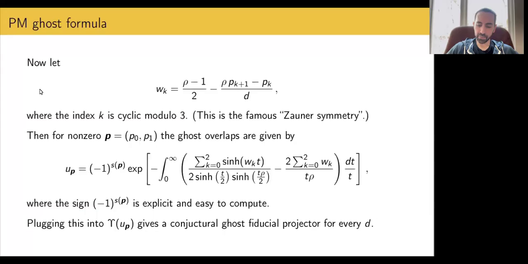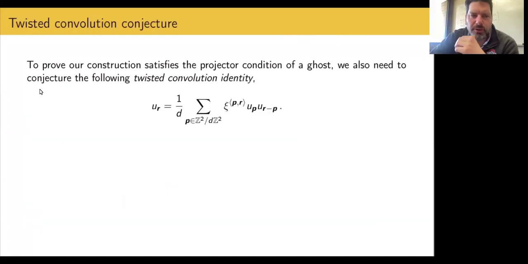It's not completely explicit because you still have to do this integral. And again, I'm omitting, it's not fully explicit. You can work out what this sign is from our paper. But plugging in these values into that formula that I wrote for upsilon, this ghost projector, gives a conjectural ghost fiducial projector for every d, uniformly for every d. So this is a mostly completely explicit thing. So I haven't told you.